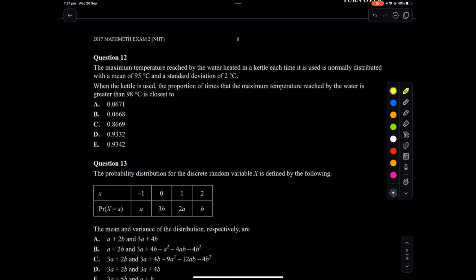Question 12. The maximum temperature reached by the water heated in a kettle each time it is used is normally distributed with a mean of this and a standard deviation of this. When the kettle is used, the proportion of times that the maximum temperature reached by the water is greater than 98. Okay, that's not too bad. So we want the probability that x is greater than 98. Okay, so let's do it in a calculator.